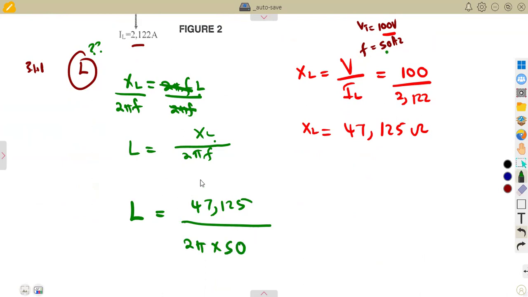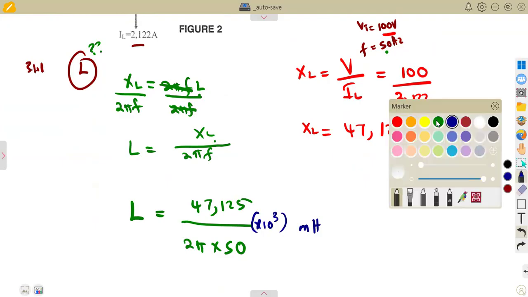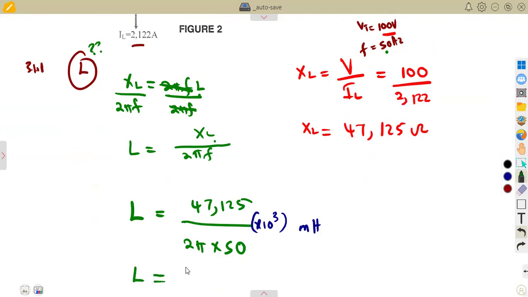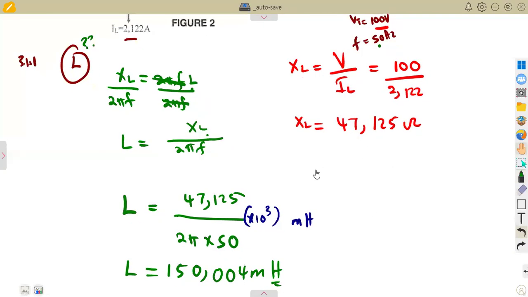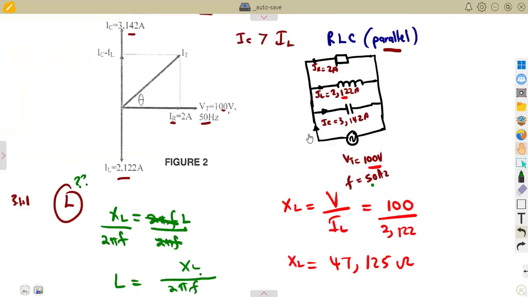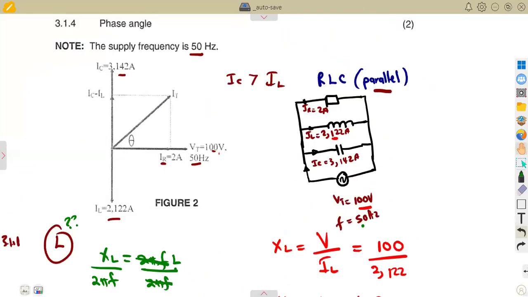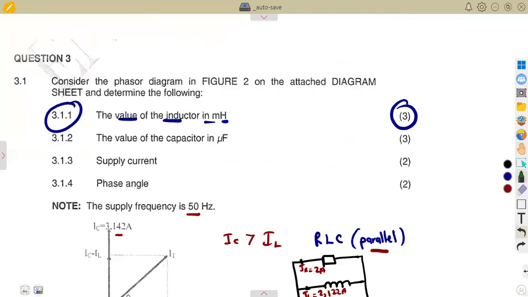So this will give us the value of the inductance. Since they are asking in millihenries, we are going to multiply by the opposite, which is 10 to the exponent of 3. Our answer will automatically be in millihenries. So that gives us the value of the inductance, which is 150.004 millihenries, or you can just write it as 150 millihenries. That is the idea there. You can work from the phasor, analyze the phasor. Is it for a parallel or a series?